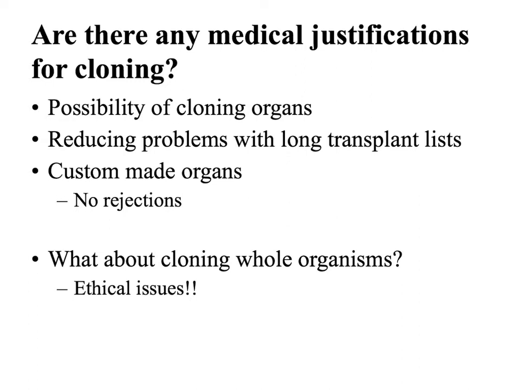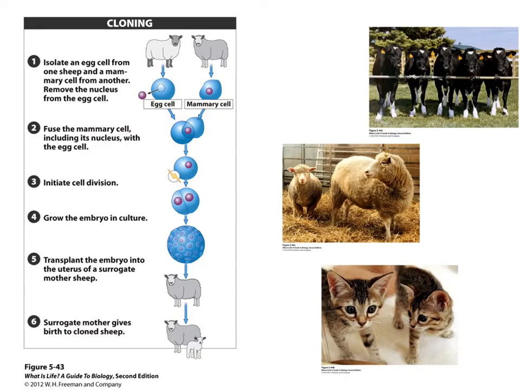The other question is, what about cloning whole organisms? This again brings up a lot of ethical issues. We have seen cloned organisms already. Dolly the sheep is a famous example. To produce Dolly the sheep, scientists were able to isolate an egg cell from one sheep. They isolated a mammary cell from another. They removed the nucleus from the egg cell and fused the mammary cell, which included a nucleus with DNA in it, into the cell. Now that they had one cell again, they initiated cell division. The cell increased in number until they had an embryo, which was then transplanted into a surrogate mother. When the baby sheep was born, it was a clone.